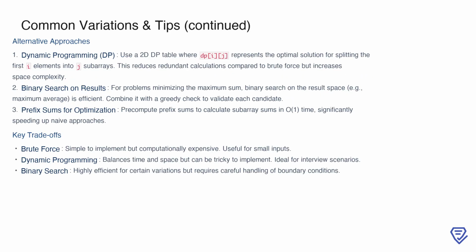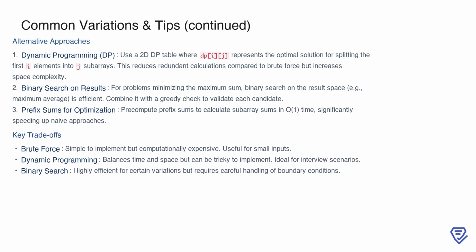There are alternative approaches to solving this problem, each with its own strengths and trade-offs. One powerful method is dynamic programming. Here, you can use a 2D DP table where dp[i][j] represents the optimal solution for splitting the first i elements into j subarrays. This reduces redundant calculations compared to brute force methods but does come with increased space complexity.